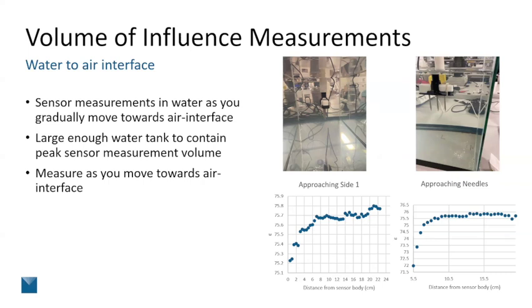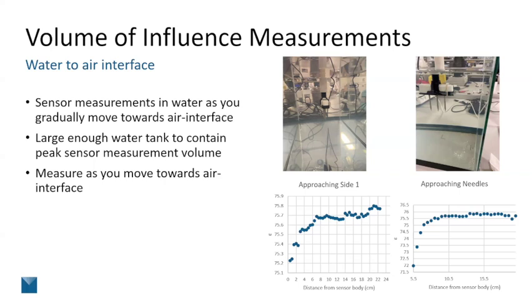Here we have a large fish tank. I can't remember how many gallons this was. 50 gallons, something like that. And what we did is we set up an apparatus on the tank that allows us to move the sensor in multiple angles and orientations and move it around the container. And just like the previous method, we're measuring as we move the sensor towards the air interface, that change in sensor response and looking at what that looks like. And then we use the criteria to evaluate what our volume is there.